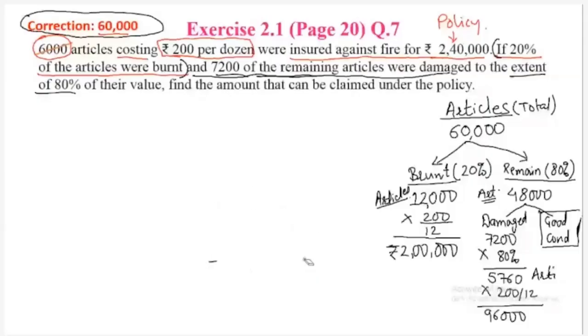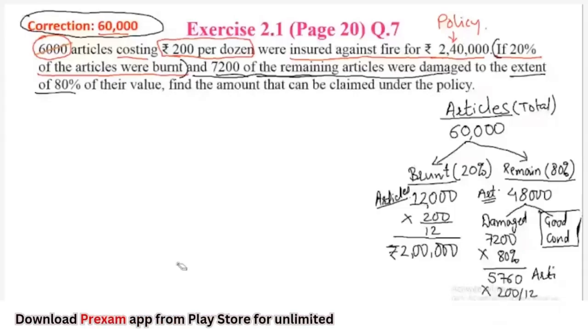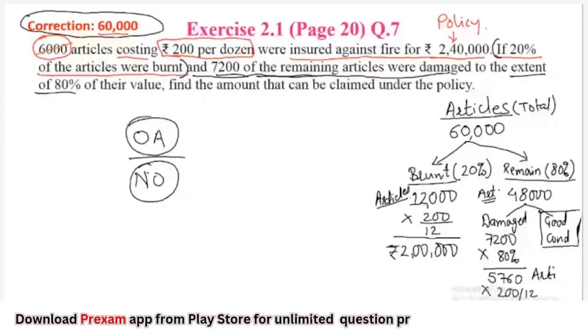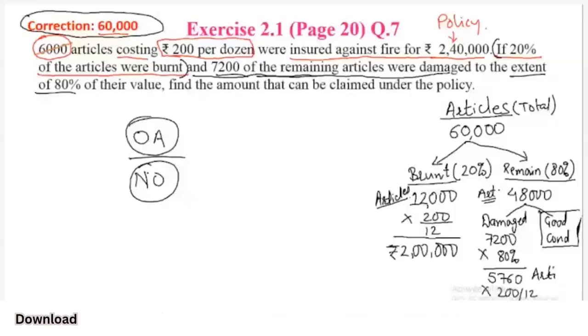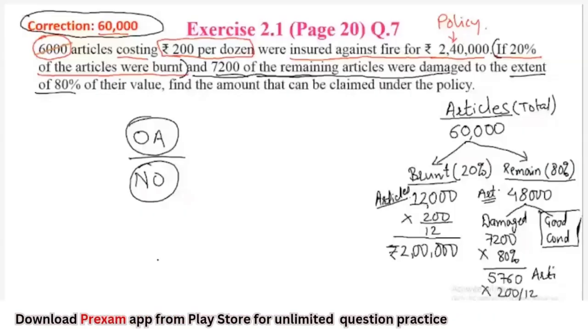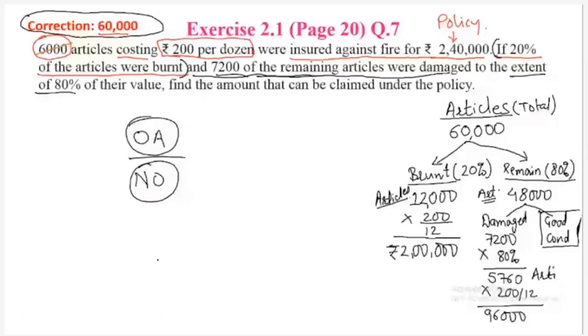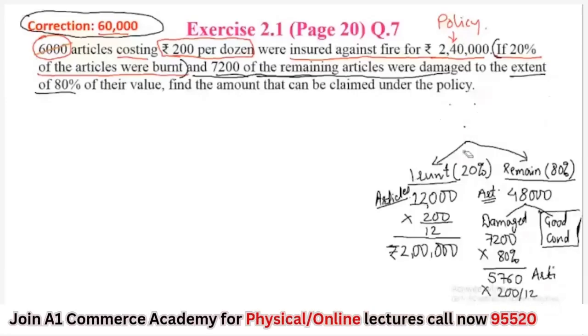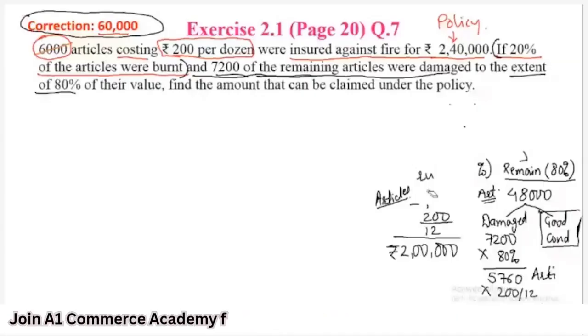You want me to explain once again? If you want me to explain once again, then say OA, once again. Otherwise, say no. Okay, fine. I'll do it. No problem. I'll remove everything. Again, we'll do it.